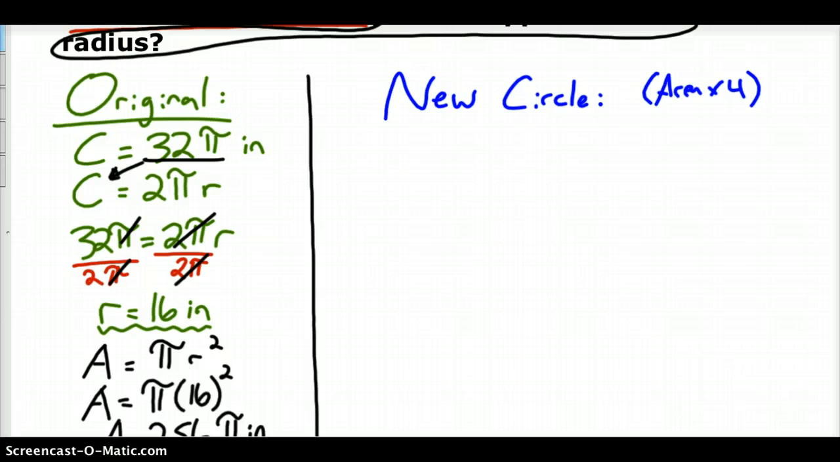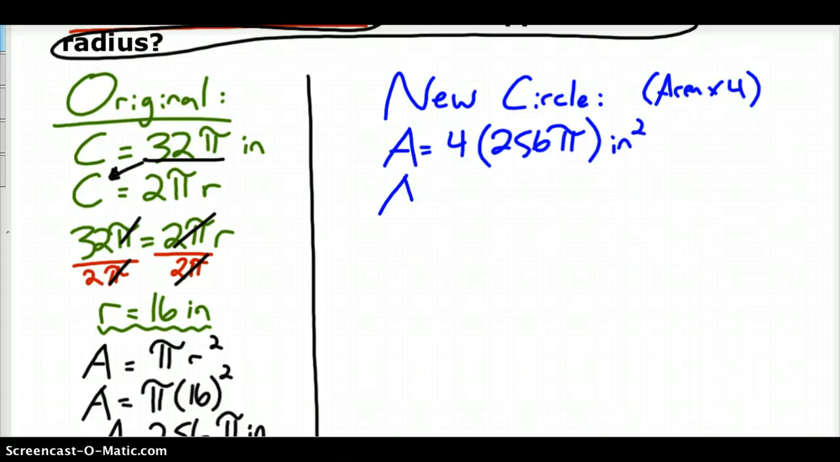The new circle's area is going to be equal to 4 times the area of the old circle, which was 256 pi square inches. So our new area is going to be equal to 4 times 256, which gives us 1,024, I believe. So 1,024 pi square inches.